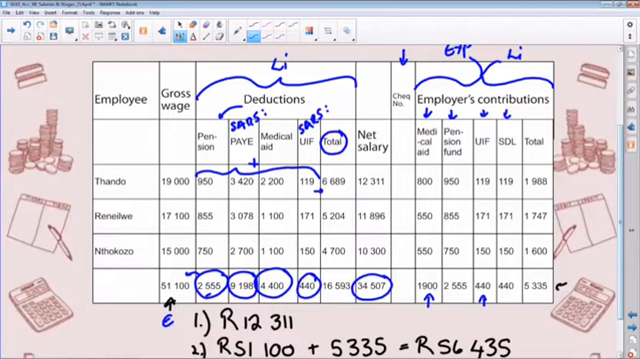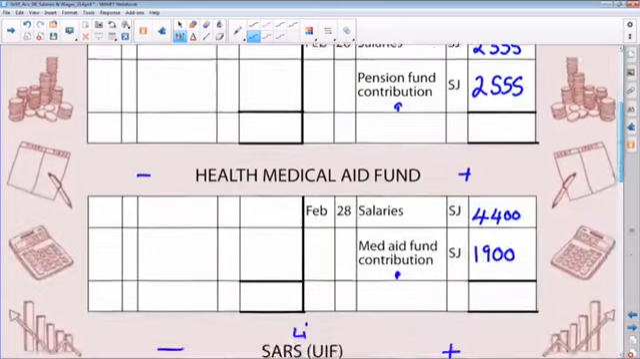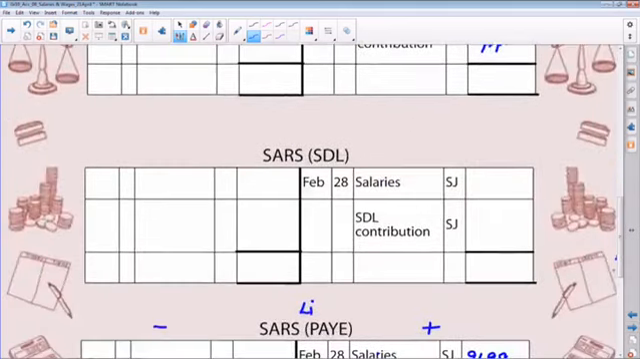Let's go and post it to the general journal. Let's go and see. I gave you the liability SARS SDL. Now, as you can see, I created one for salaries. But remember, salaries won't have any deductions on SDL, only a 1% contribution. So it's zero for salaries, and you won't have this entry. But you'll have an SDL contribution of 440, and then you posted everything. Remember, I didn't give you an expense account for SARS SDL. If you get it, you can just go and create an SDL contribution account, and you'll post it on the debit side.